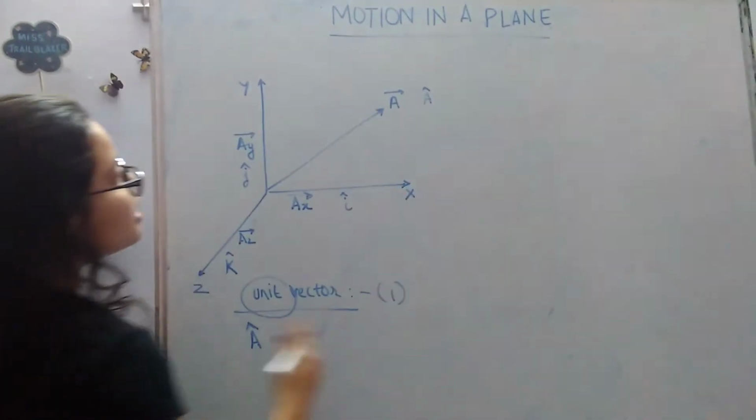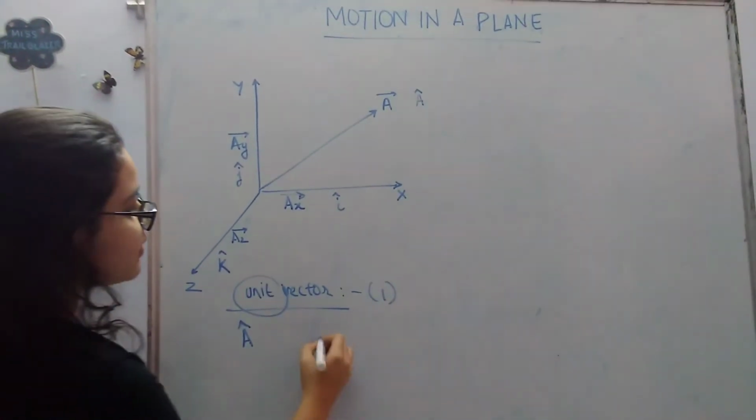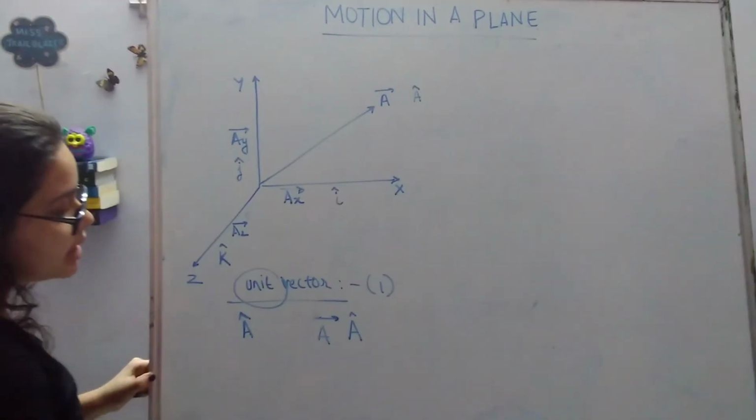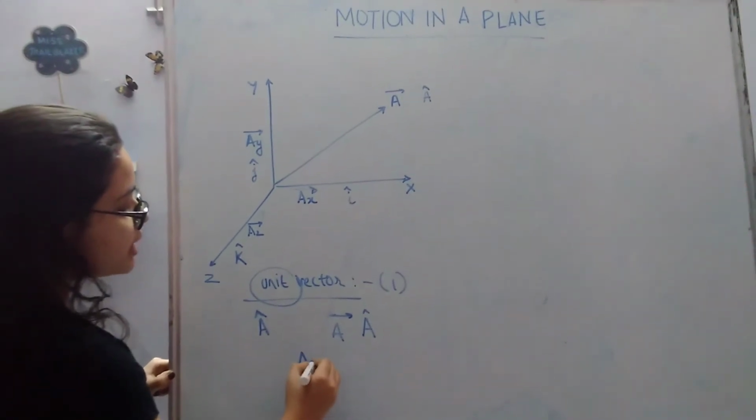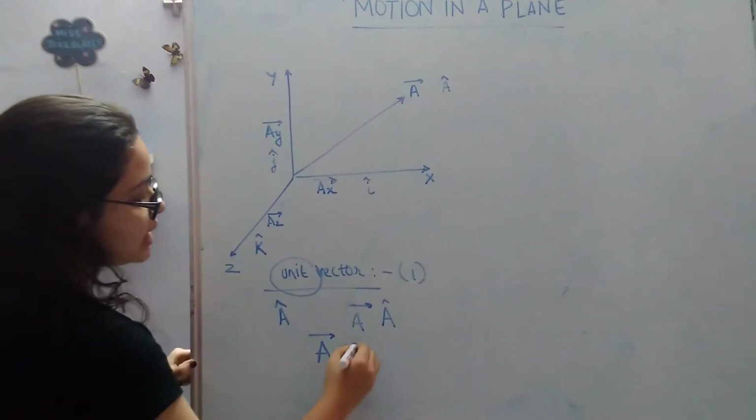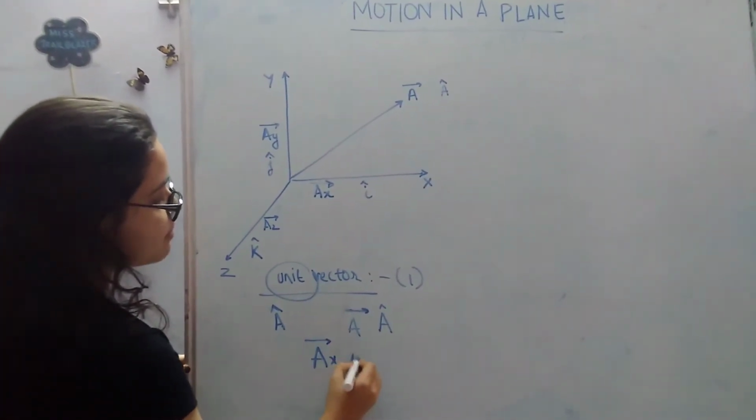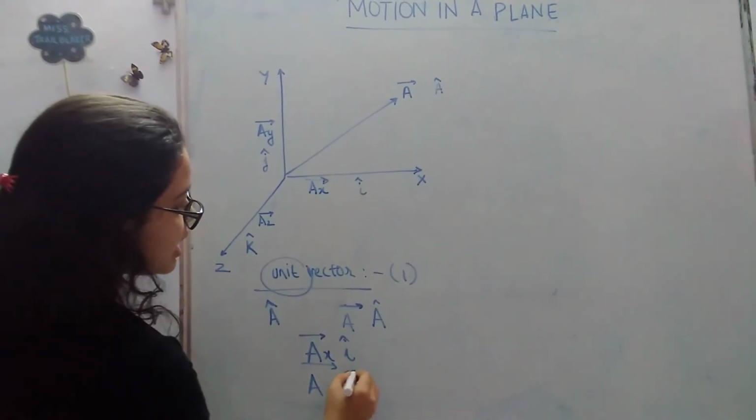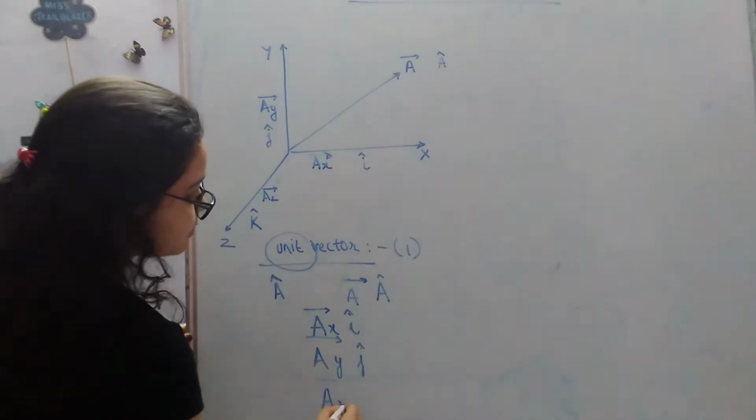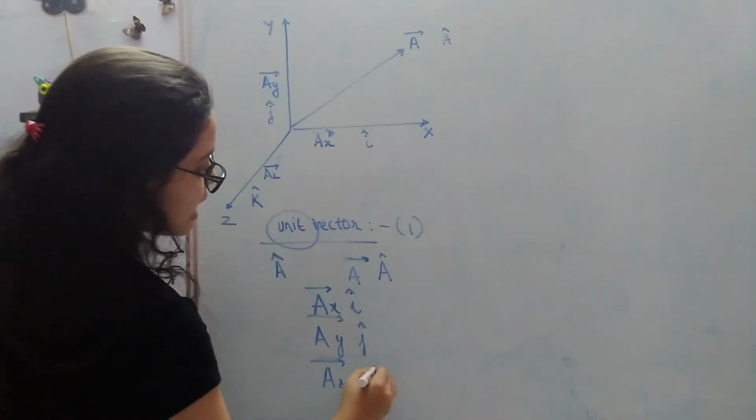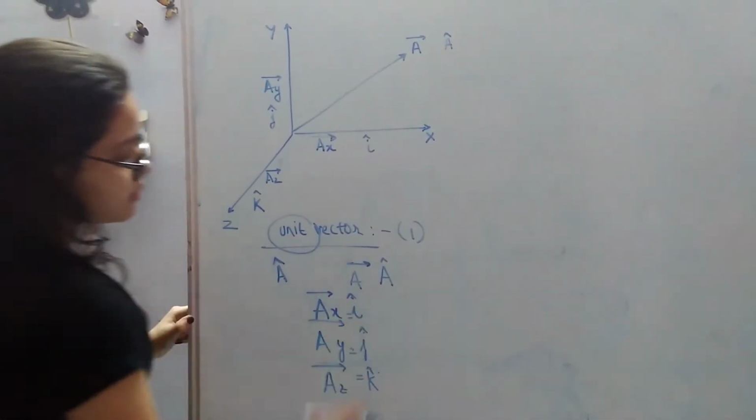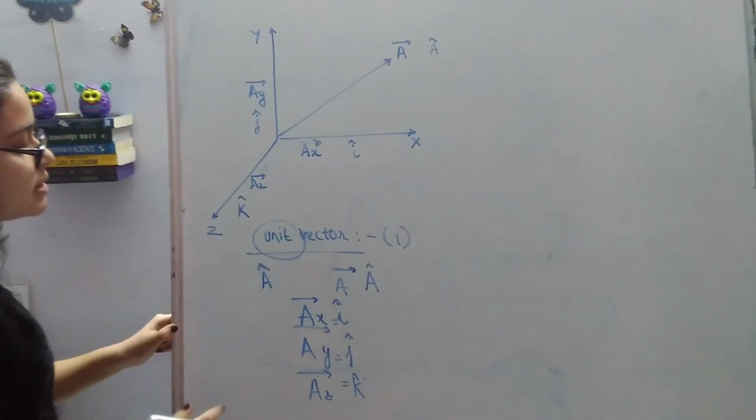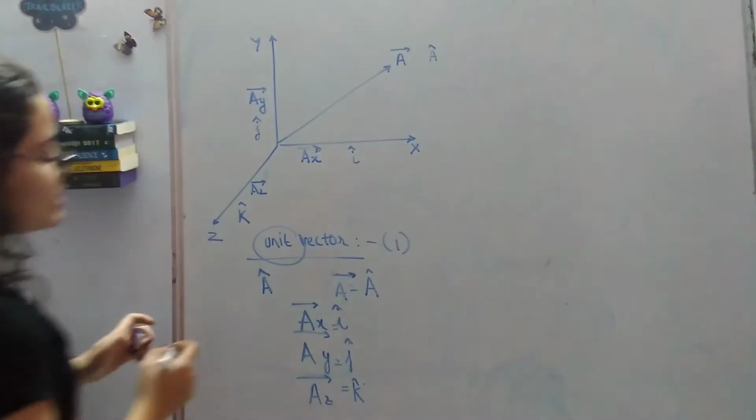So overall, every time you write a vector, you will have a unit vector associated to it, right? So what is a unit vector for Ax? It is i cap. Okay. For Ay, it is j cap. And for Az, it is k cap. Okay. These are the unit vectors associated with different components. So I hope this part is clear.